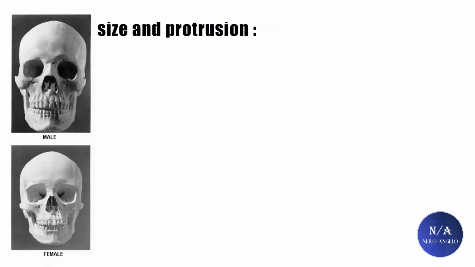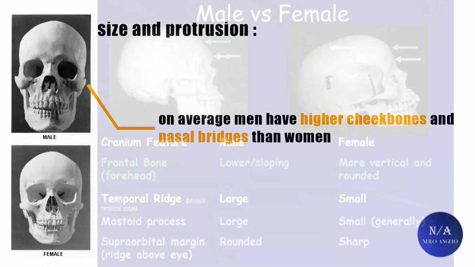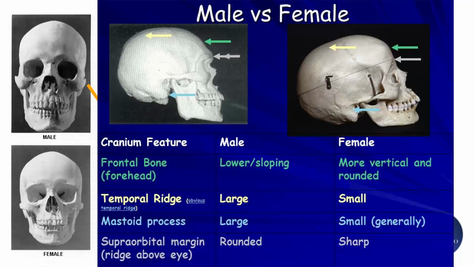There are two main differences between the male and female preorbital area: size and protrusion. Male eyes often appear smaller due to the fact that males on average have higher set cheekbones and nasal bridges than women. We are going to look at this graph here to help us add more context. As we can see, when it comes to the frontal bone for men, it's lower and sloping, and for women, it's more vertical and rounded.